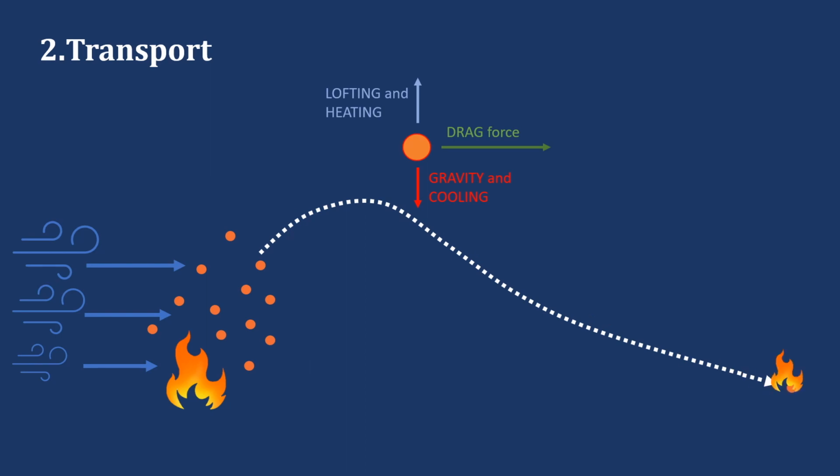If the ember ignites the fuel it lands on, it has successfully spread the fire. This process is called spotting and allows wildfires to jump over fire breaks and enter structures through small holes. Remember that wildfires produce many embers, which can ignite numerous spot fires simultaneously.